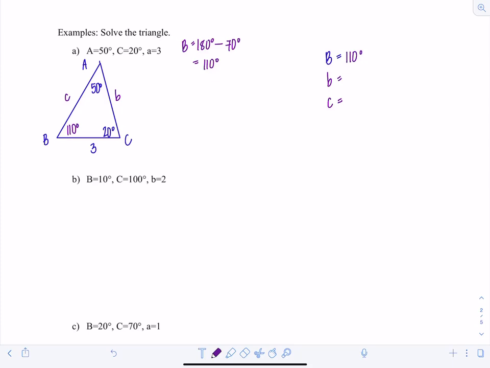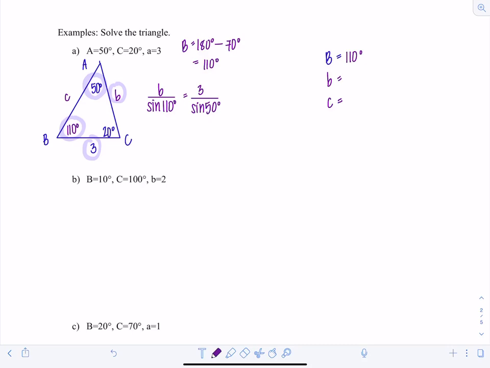All right, now how am I going to find the missing sides? Well, we're going to use the law of sines. So notice I can set it up now that the ratio of B divided by the sine of 110 would equal the 3 divided by the sine of 50. So let's set that up. So B over sine 110 is equal to 3 over sine of 50. You have to keep the sides on the same side of the fraction.